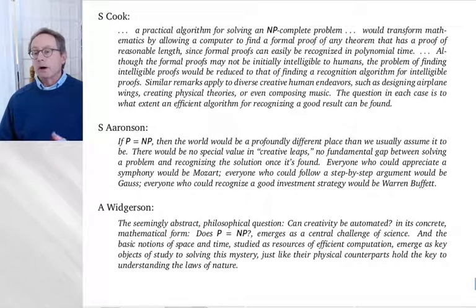Avi Wigderson: This seemingly abstract philosophical question, can creativity be automated, in its concrete mathematical form, P equals NP, emerges as a central challenge of science. And the basic notions of space and time studied as resources of effective computation emerge as the key objects of study to solving this mystery, just like their physical counterparts hold the key to understanding the laws of nature. So why do we think this question is compelling? The answer is because it speaks to the fundamental nature of what can be done.